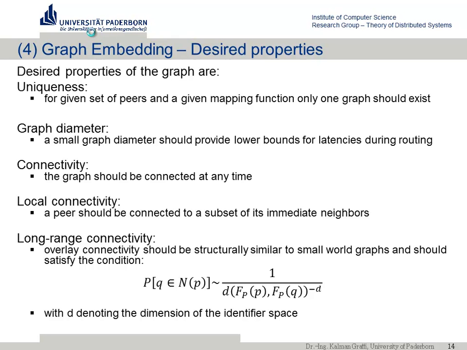What's important also is the long-range connectivity, which should resemble a small world graph. The small world graph is created by the probability that peer P has a node Q as a neighbor depending on their distance. So basically you have very many contacts that are very close around you according to the distance function, and you have a few that are far away. With that, you have a small world graph which enables you to reach any point in only a few steps.